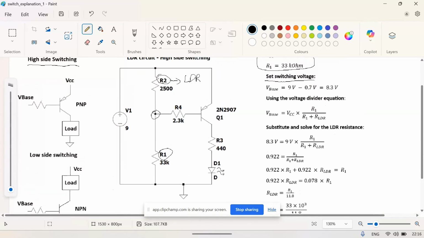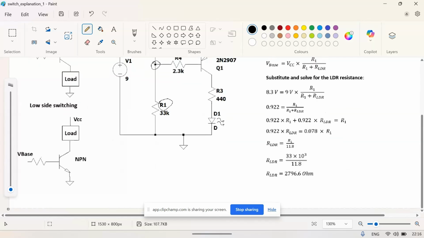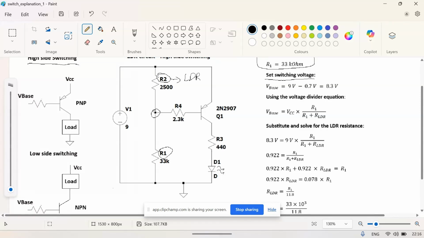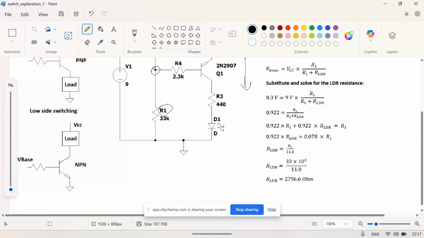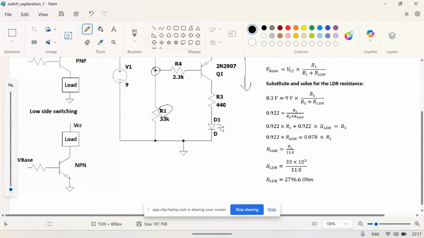So in this case, when the LDR resistance is 2500 ohms, the transistor will be in the switched off condition, because for the transistor to turn on, we need the resistance of the LDR to be at least 2796 ohms. Any value greater than this would turn on the transistor, and current would flow in this direction into the LED, and then the LED would start glowing. So this is how we calculate the turn on voltage for the circuit.